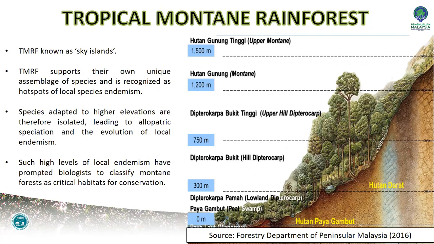Tropical mountain rainforest is considered a sky island that is separated from others by vast intervening lowland seas. Tropical mountain rainforests support their own unique assemblage of species and are recognized as hotspots of local species endemism. Species adapted to higher elevation are therefore isolated, leading to allopatric speciation and the evolution of local endemism. Such high levels of local endemism have prompted biologists to classify mountain forest as critical habitat for conservation.